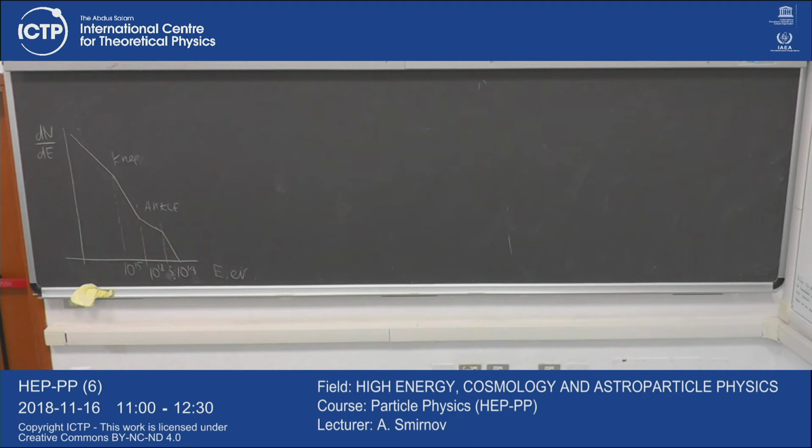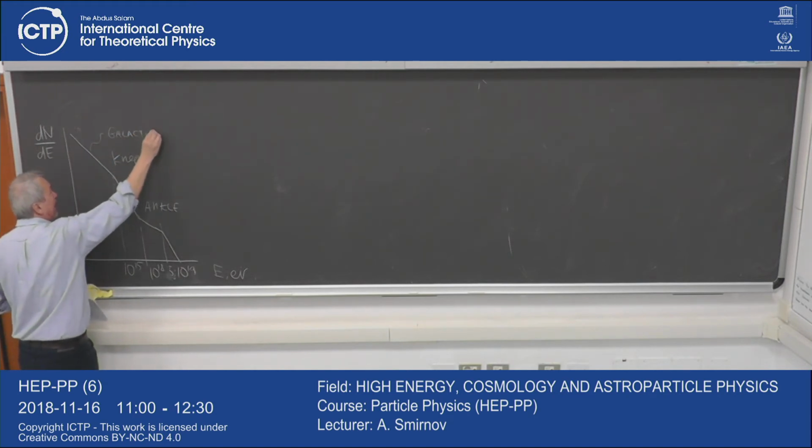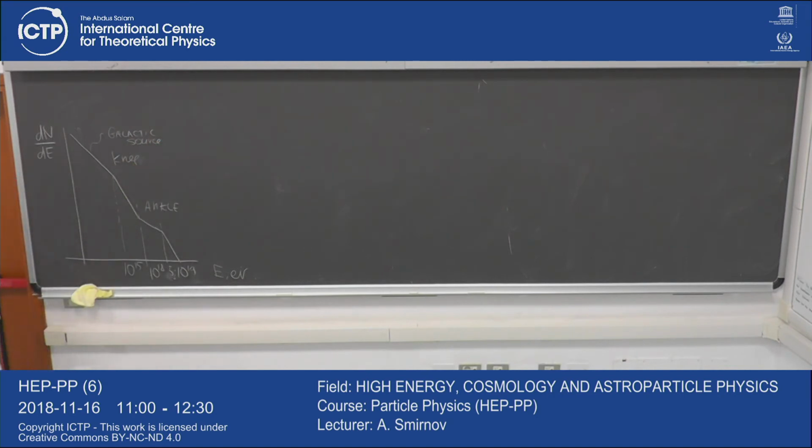And the interpretation is like this. These relatively low energies have galactic sources, produced in our galaxy. And as I said, Fermi a long time ago suggested a mechanism of acceleration where you have shock waves and particles are accelerated by shock waves. Now it's an upgraded mechanism, but the idea is that shock waves contain magnetic fields, and then charged particles are accelerated.